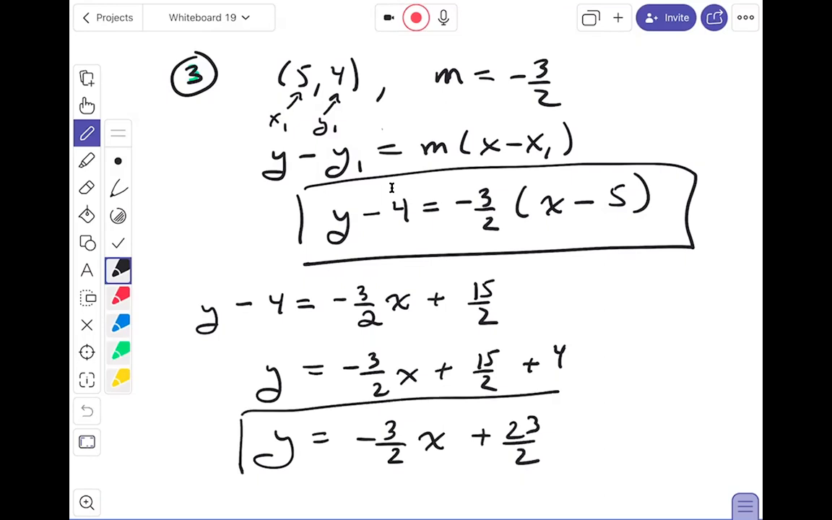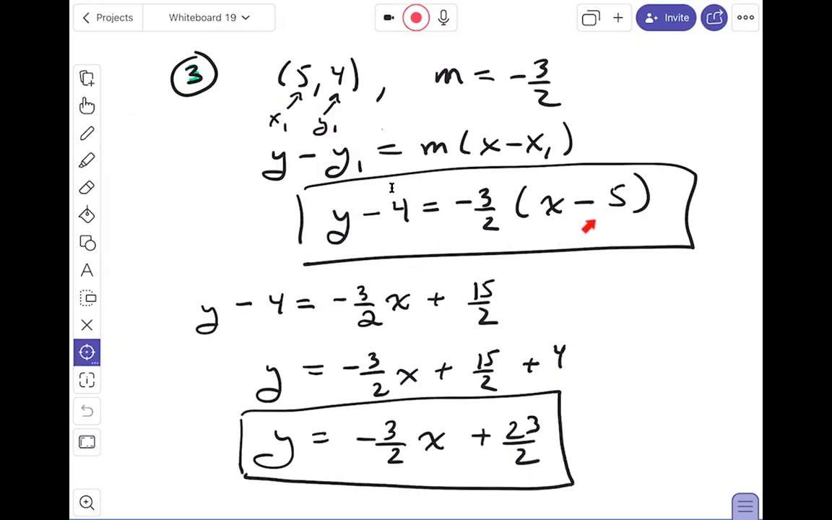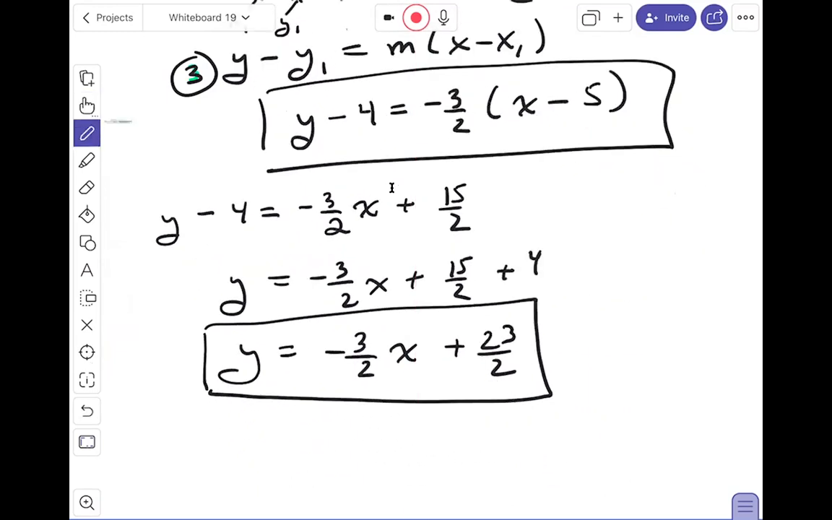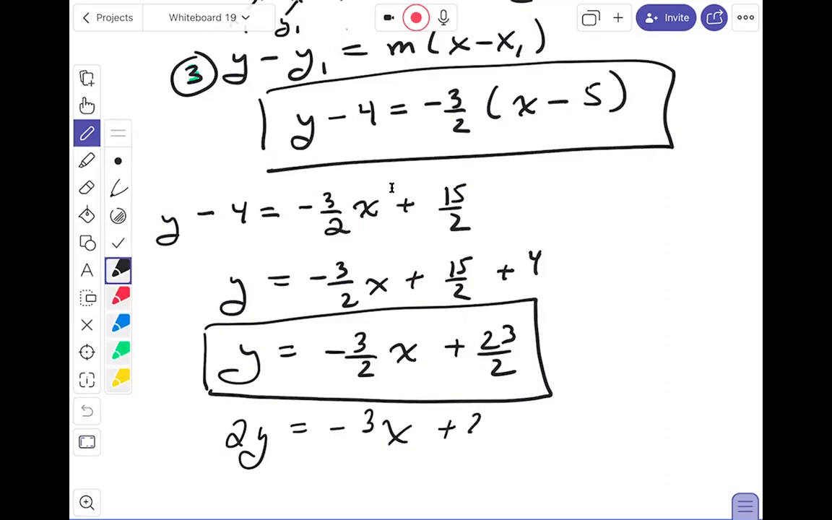Put a box on that. I want to go back and tell you, this was super quick to write down. This required work. Let's go to the final form, and then we'll look at our answer key later. What I'm going to do is take that last equation and multiply both sides by 2. What do you get? 2y equals minus 3x plus 23.